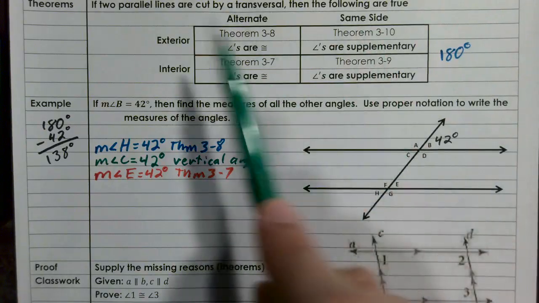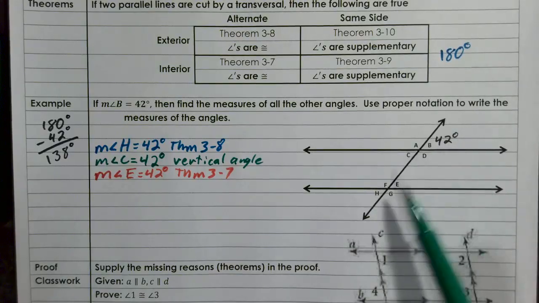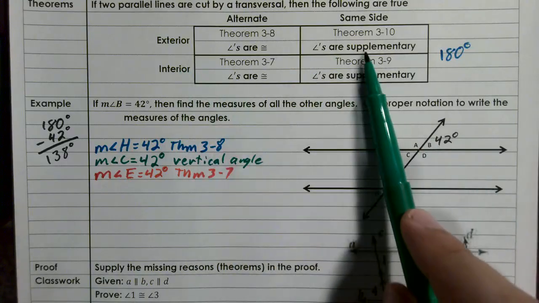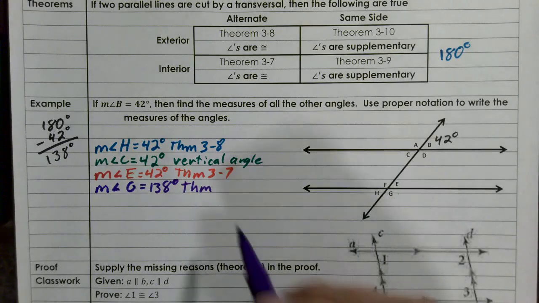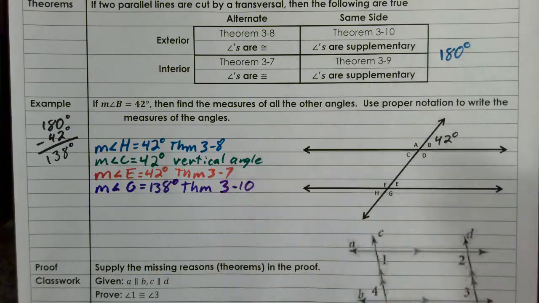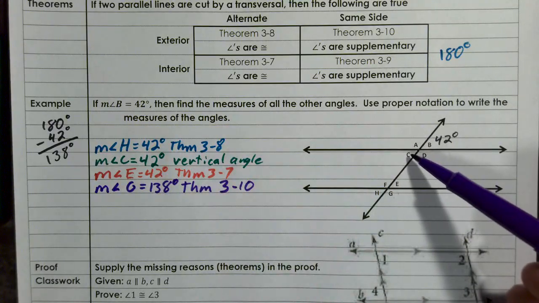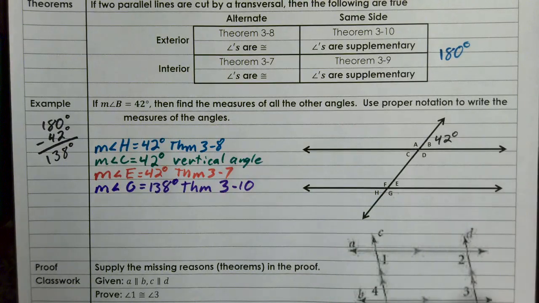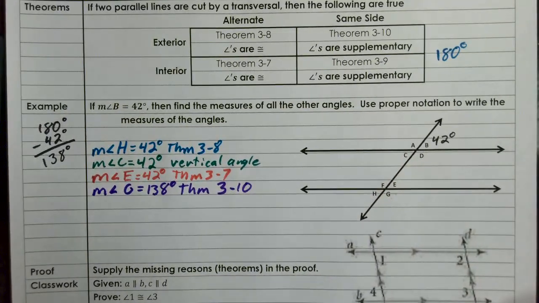If we want same side exterior, so B and G, they are both on the exterior and they're on the same side of this transversal, these two need to be supplementary. So that's going to be my 138 degrees, so that's theorem 3-10. If I get my same side interior angles, so that's maybe C and F, then I'm able to say that F has got to be supplementary with this 42, so that's another 138.